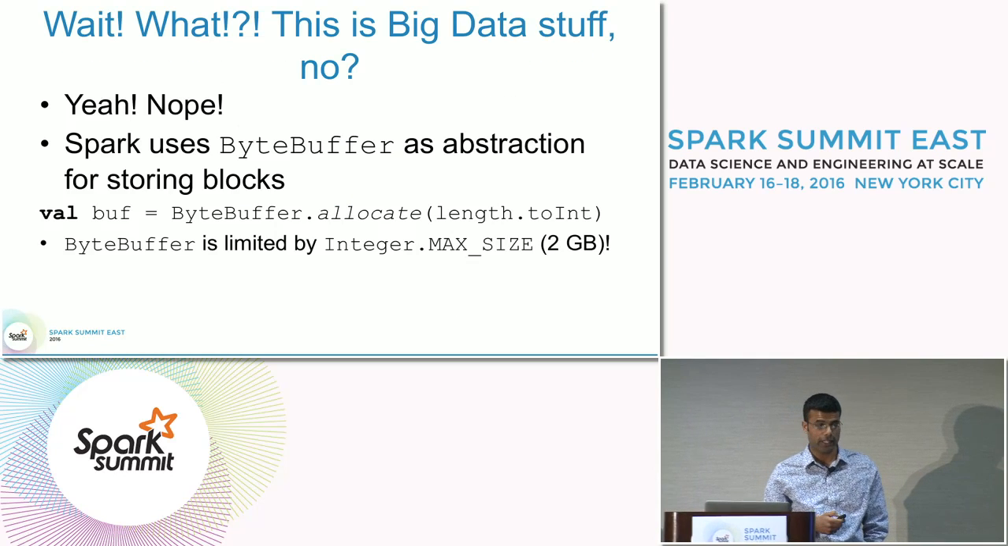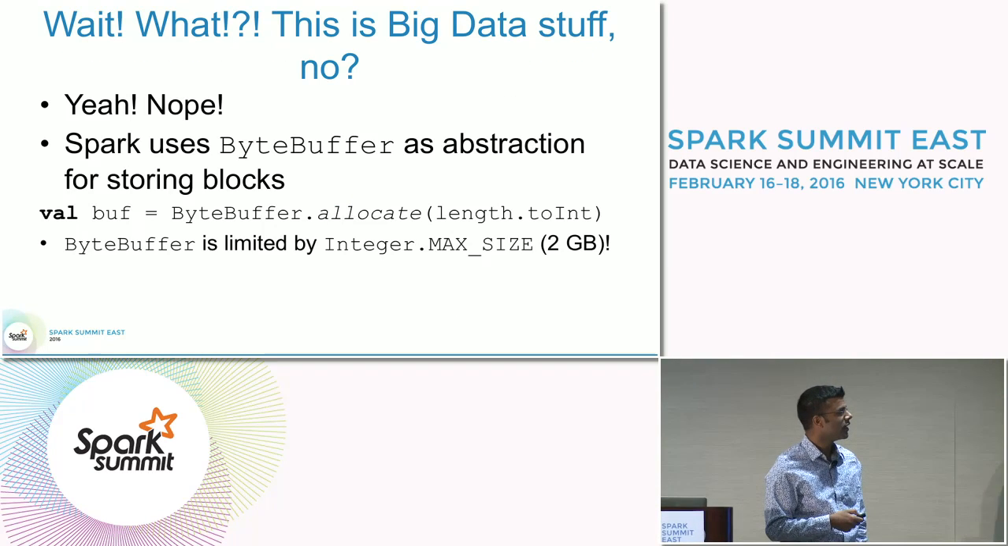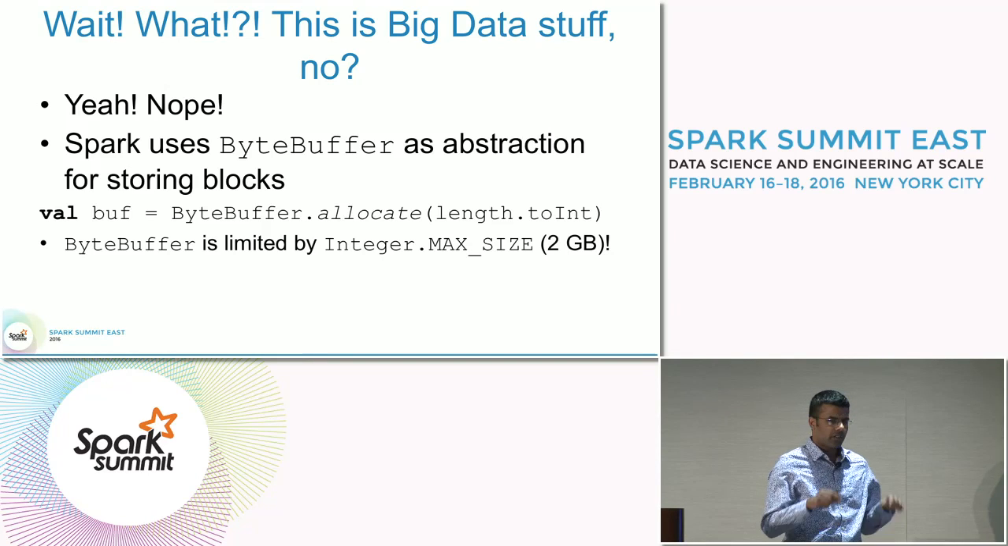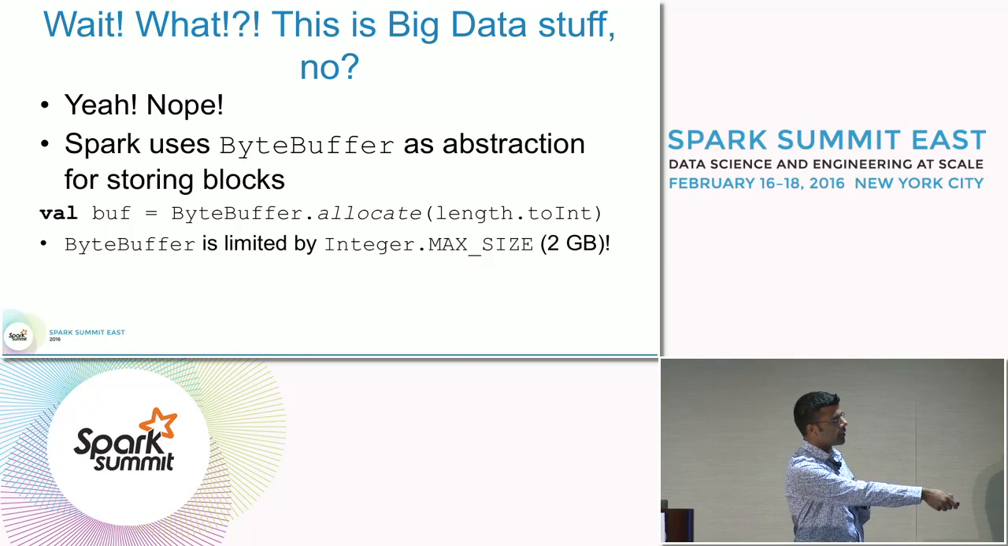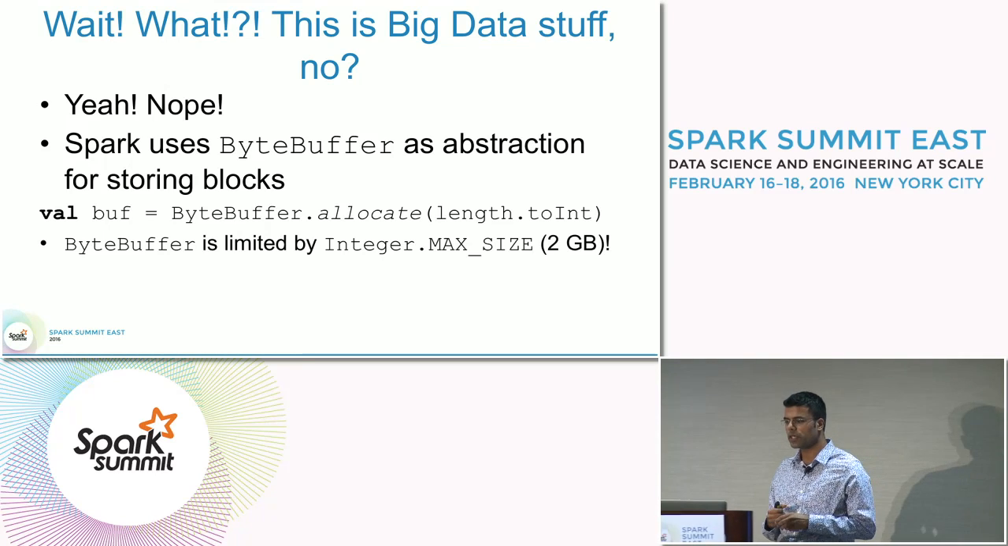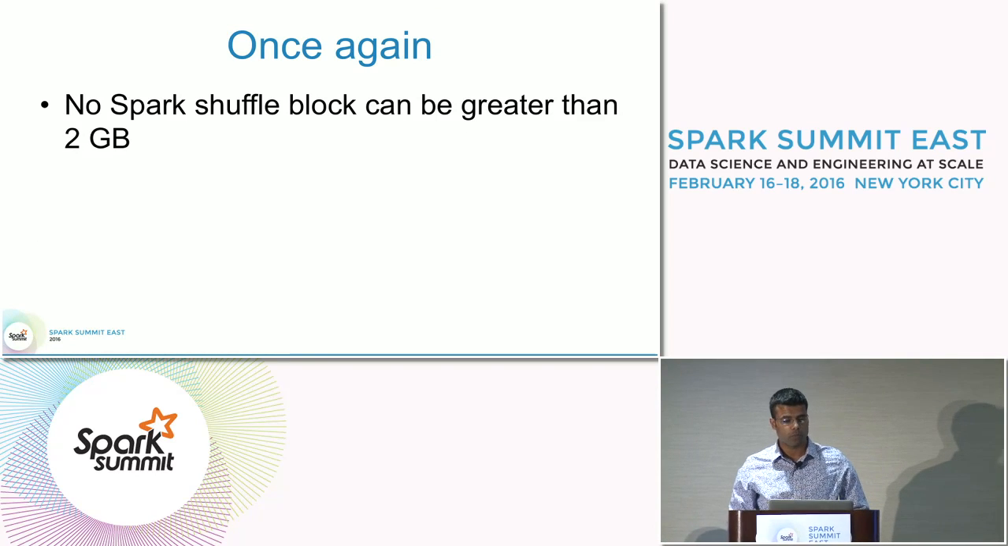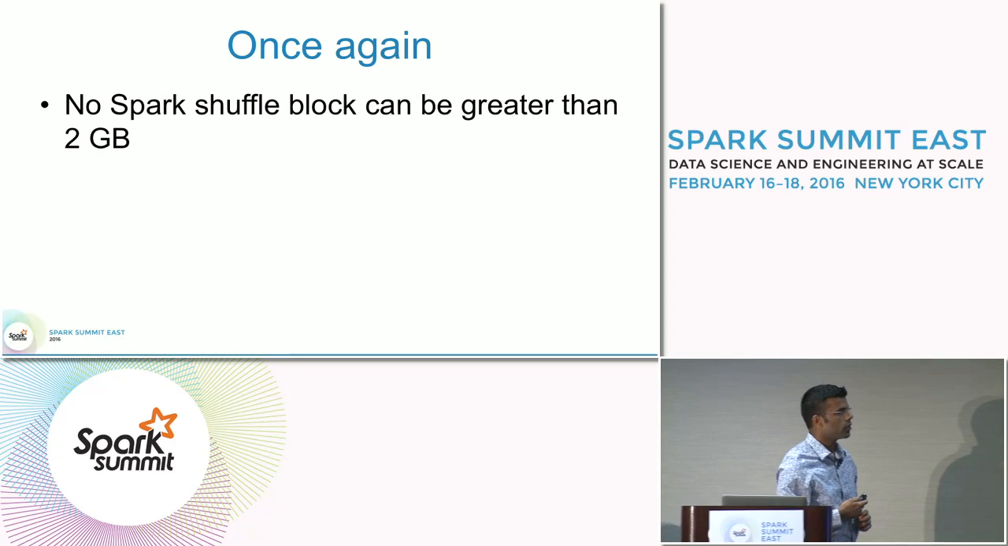So you say, okay, well that's dumb. This is big data stuff. Yeah, no. So Spark uses this thing called byte buffer as an abstraction for storing blocks. And a byte buffer is limited by integer's max value, which maps to 2 gigs. So I will remind you one more time. No Spark shuffle block can be greater than 2 gigs.